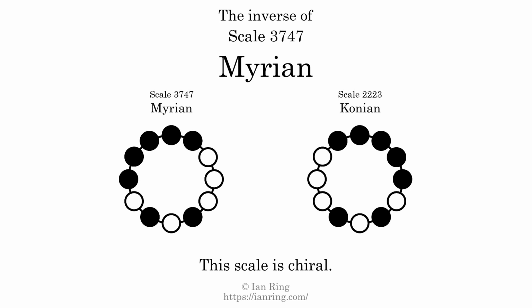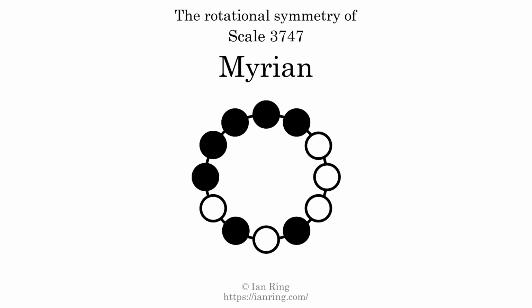The inverse of a scale is a mirror image. It is what you get when the sequence of intervals is reversed. The inverse of this scale is scale 2223, also known as conian. This scale is chiral. It cannot transform into its inverse by rotational transformation. This scale has no rotational symmetry.